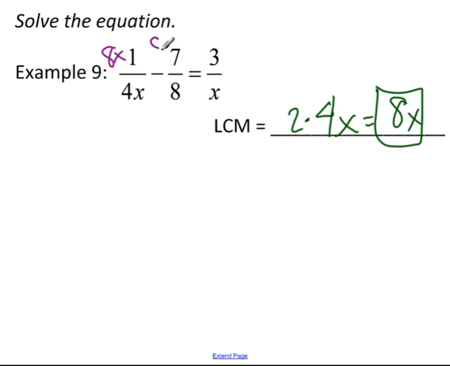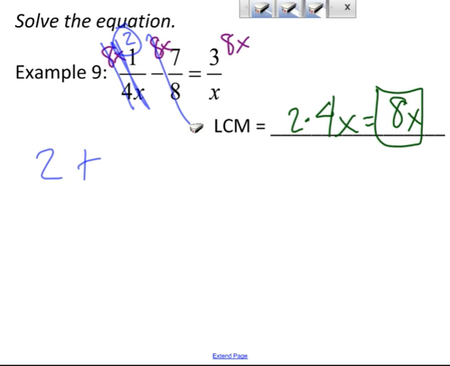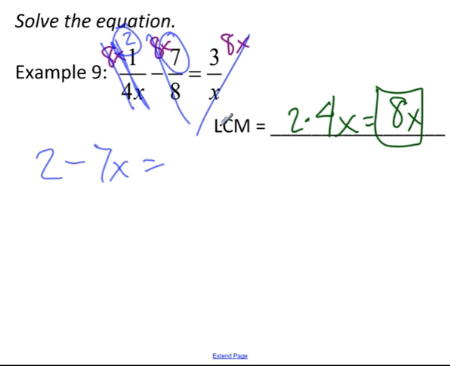Bam. Bam. Bam. And what's going to cancel? The x cancels here. 8 divided by 4 leaves a 2 on top. The 8 cancels here. So I've got my 2. Oops, that's a minus sign completely. And here I've got my 7 and my x. And here the x is going to cancel and leave 3 times 8 is 24. Goodness, it's been a long day, I suppose.